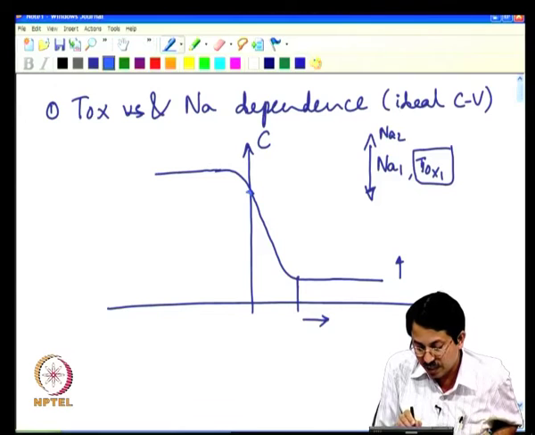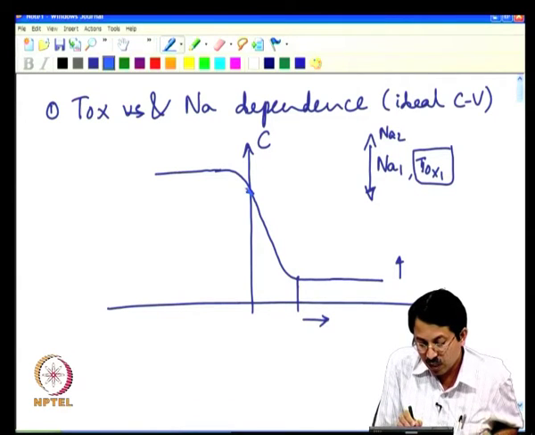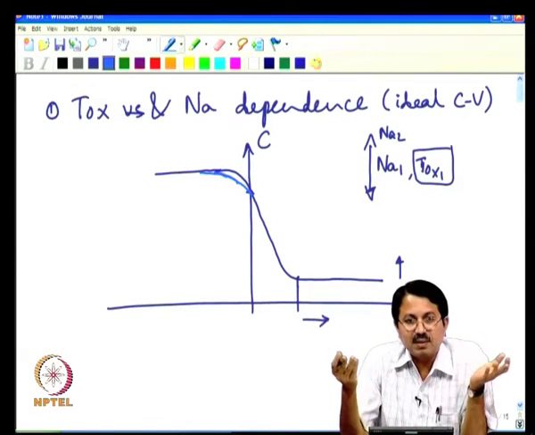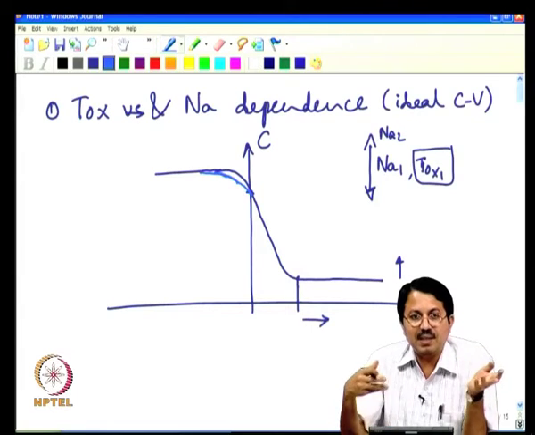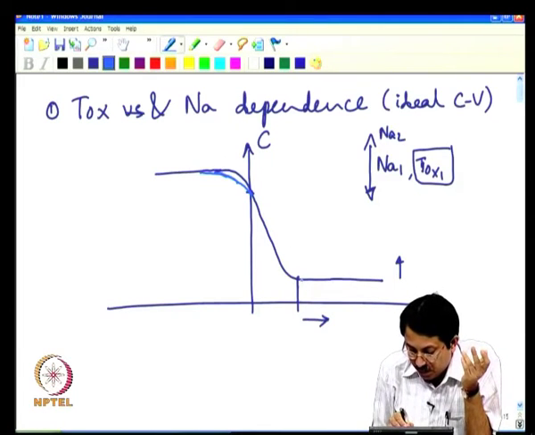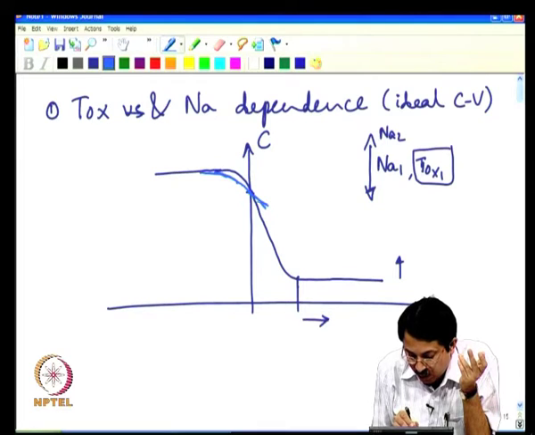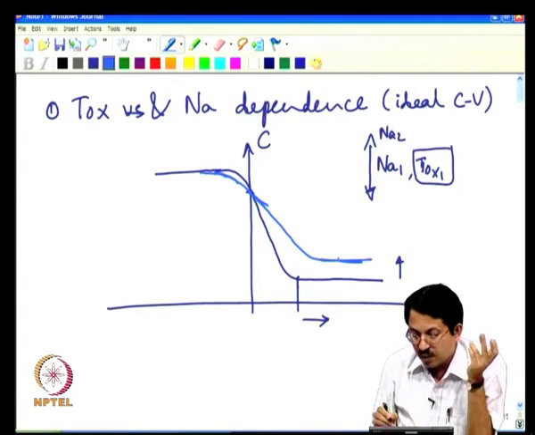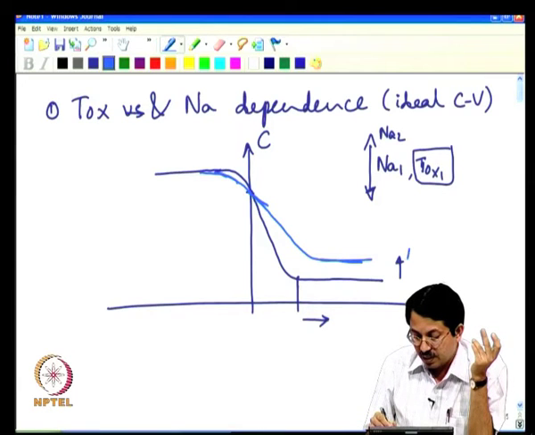If we say that this is a pivot point here, the maximum capacitance will not change, because maximum capacitance is essentially governed by the oxide thickness. We are keeping oxide thickness constant; we are not changing it. But the VT will shift, and the minimum capacitance will also shift. So your CV curve will probably look something like this. This is Na increasing.